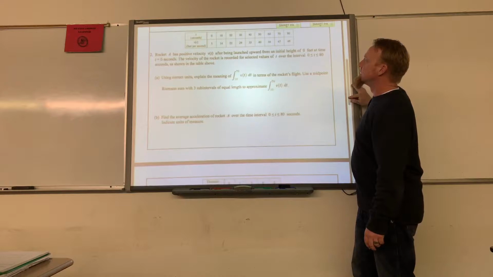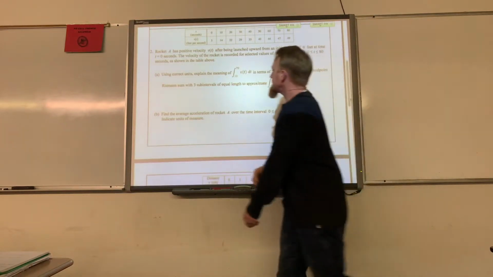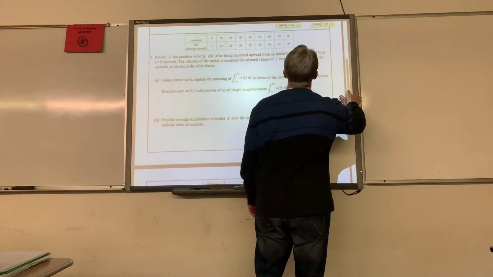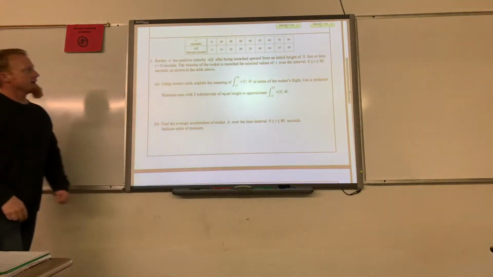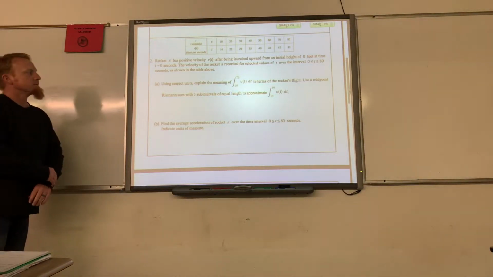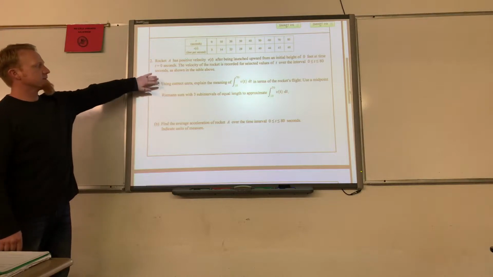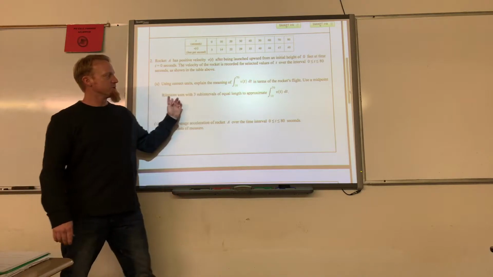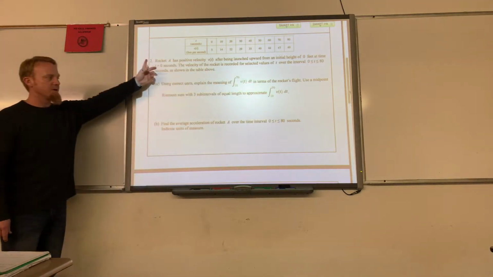All right, next one. Rocket A has positive velocity v after being launched upward from an initial height of 0 feet at time t equals 0 seconds. The velocity of the rocket is recorded for selected values of t over the interval from 0 to 80 seconds, as shown in the table above. So using correct units, explain the meaning of this. Use the midpoint sum. So I want to do this first and then go back and explain it.